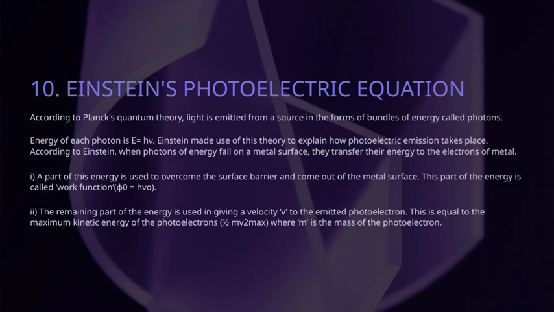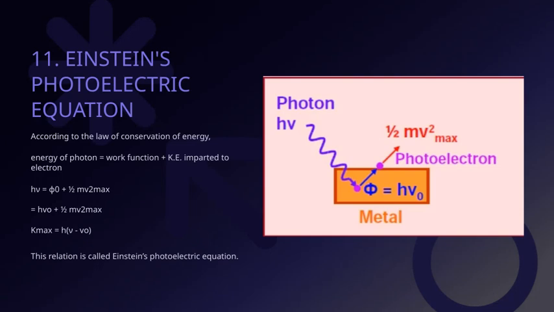So, in summary, when light of a certain energy strikes a metal, photons transfer their energy to the electrons. Some of that energy is used to get the electrons out of the metal, overcoming the work function, and the rest becomes the kinetic energy of the emitted electrons. This process is the foundation of Einstein's photoelectric equation, which elegantly describes the relationship between photon energy, work function, and the kinetic energy of photoelectrons. This relation is called Einstein's photoelectric equation. It describes how the maximum kinetic energy of ejected electrons relates to the energy of the incident photons.